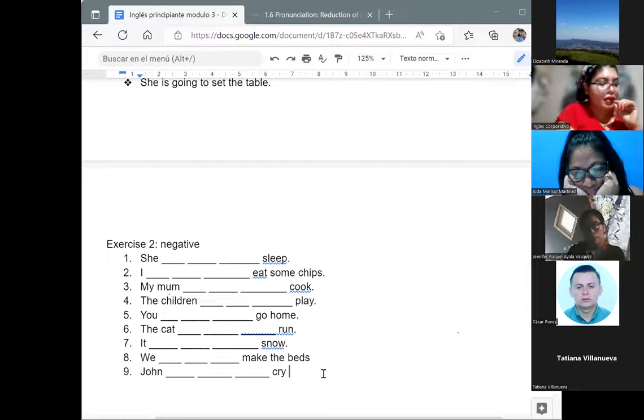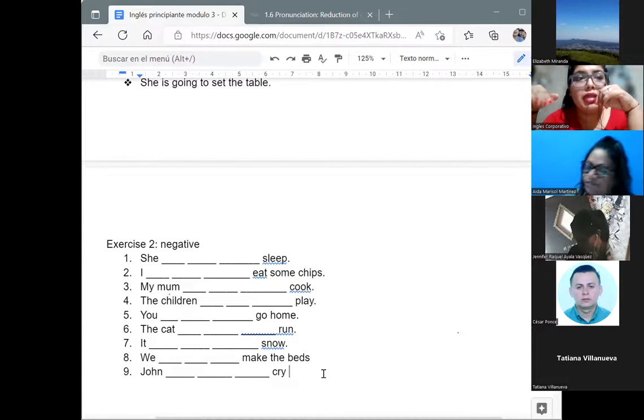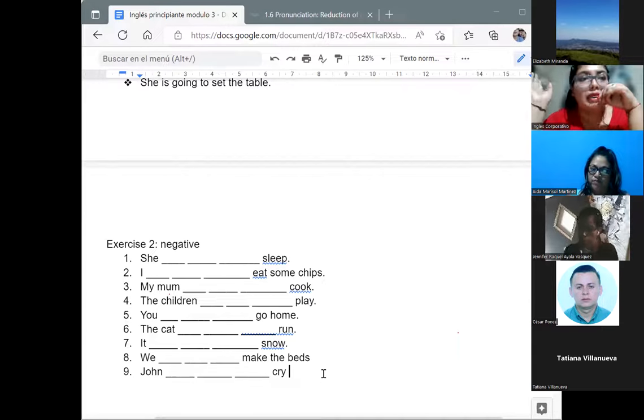So here we have the beginnings and the endings of the sentence. In this case, if you follow the structure, you know what the three elements are that are missing in the sentence. Tenemos tres elementos que se han perdido en esa oración. Ustedes ya saben cuáles son porque van siguiendo la estructura para los negativos. Ya saben cuáles son las tres cosas que nos faltan en medio de esa oración para completarla.